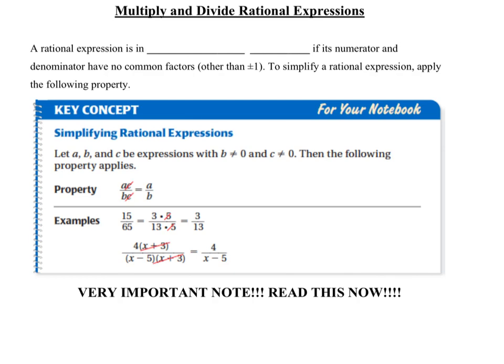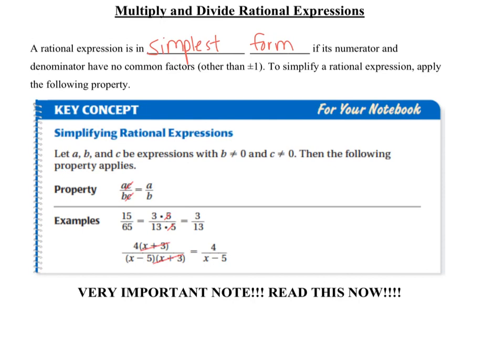A rational expression is in simplest form if its numerator and denominator have no common factors other than plus or minus 1. To simplify a rational expression, you apply the following property. Let A, B, and C be expressions with B not equal to 0 and C not equal to 0. Then the following property applies.